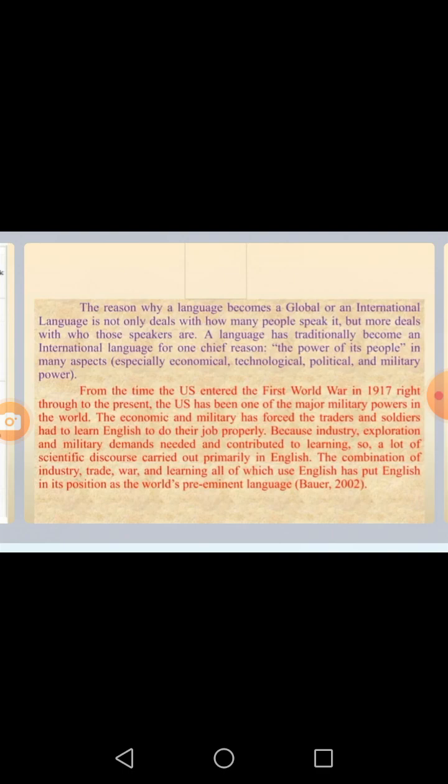From the time the US entered the First World War in 1917 right through the present, the US has been one of the major military powers in the world. The economic and military power forced traders and soldiers to learn English to do their job properly, because industry, explorations, and military demands needed and contributed to learning. So a lot of scientific discourse is carried out primarily in English. The combination of industry, trade, war, and learning, all of which are in English, has put English in its position as the world's preeminent language.